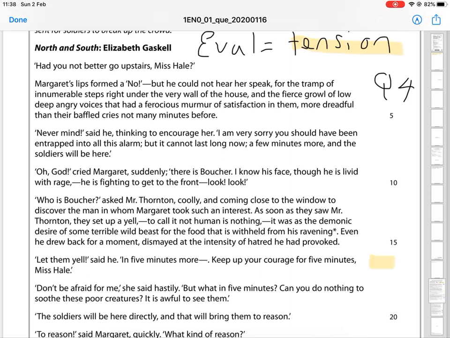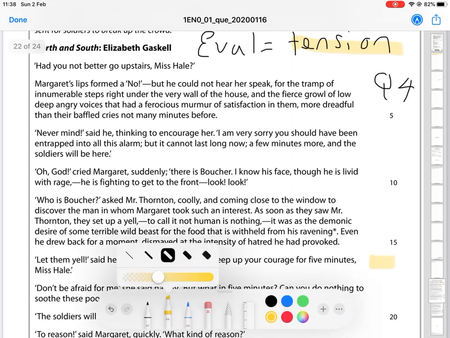Let's begin. Let's get our highlighter out. And we're going to start at the start because that's a logical place to begin. And it says, had you better not go upstairs, Miss Hale? Now, does that create tension? Yes, it does, because it's the first thing that you read. It's the first thing that you read is, had you better not go upstairs? Well, you're immediately thinking, why? Why is he telling her to go upstairs?